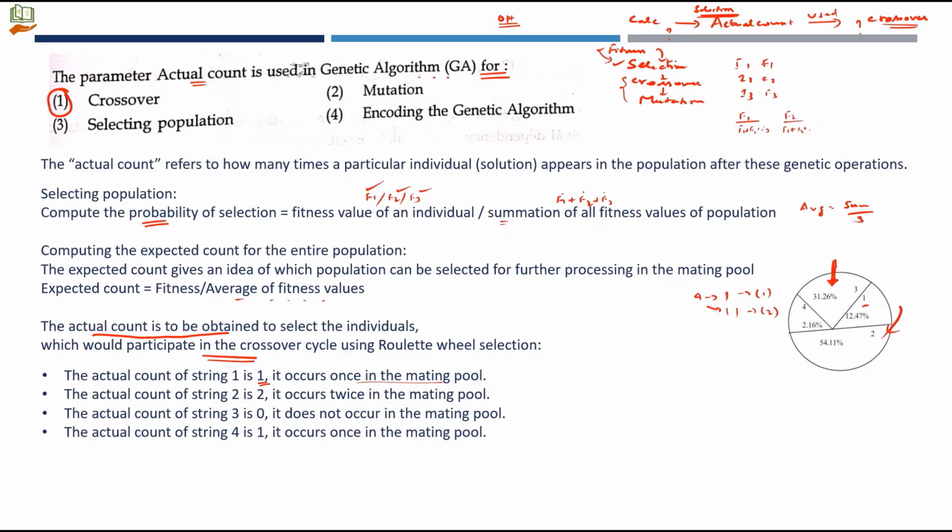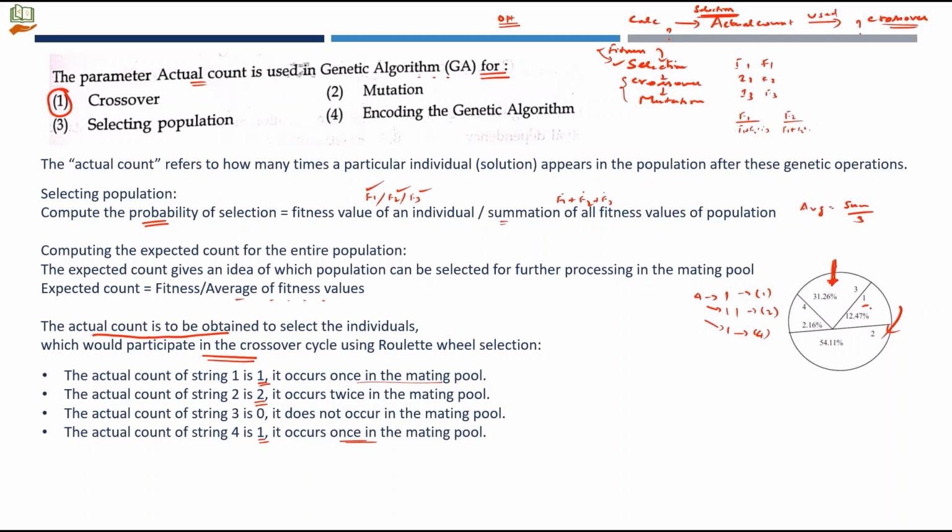Say for example, they are rolling it once, 1 is getting selected. They are rolling it for the second time, 2 is getting selected. When they are rolling it for the third time, again 2 is going to be selected. There are 2 selections of the same string. So we can say if the value of actual count is 2, it means that particular individual will occur twice in the mating pool. I said they will roll it 4 times. In that, 3 counts are finished. The 4th count goes to the 4th individual. That's why the 4th individual is given 1 here. It means that individual will occur once in the mating pool.